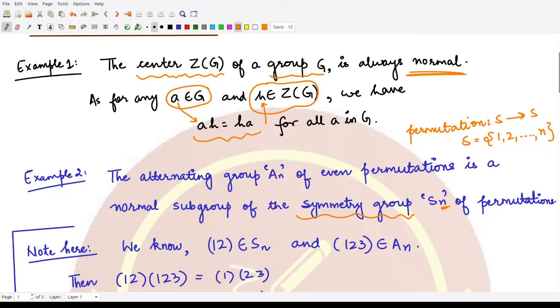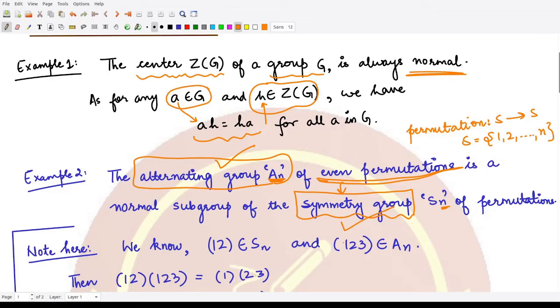So if we take all the permutations of such kind and call that group the symmetric group S_n, and from this group we take the even permutations, which can be broken down into an even number of transpositions, then we call that group the alternating group, represented by A_n. So we say this alternating group is a normal subgroup of the symmetric group of permutations.